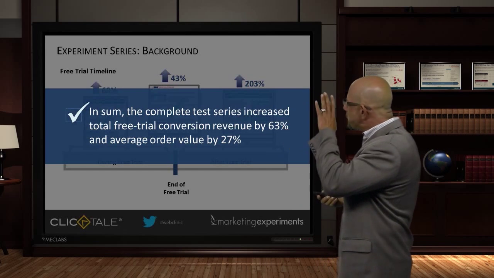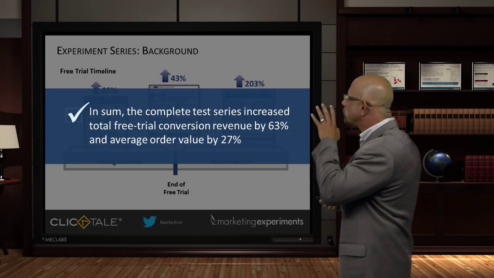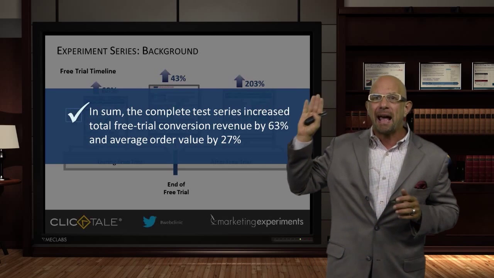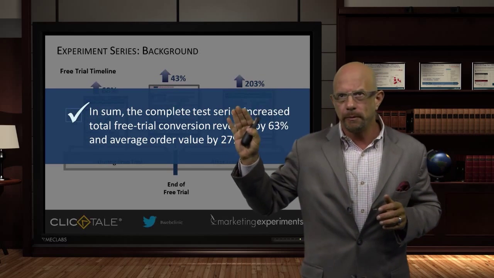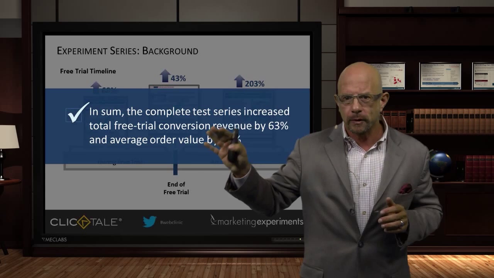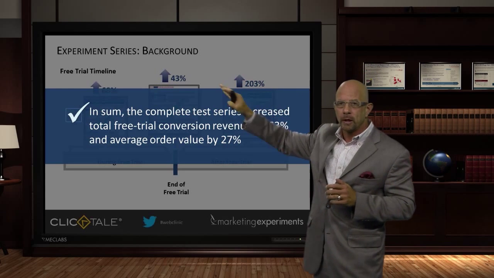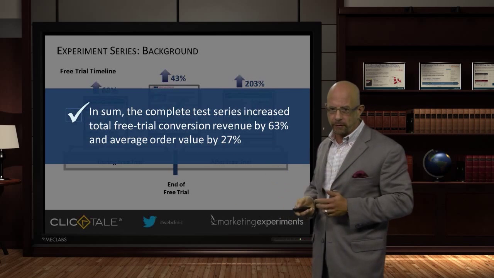In sum, the complete test series increased total free trial conversion revenue. Now, when you're seeing this number, you're looking at the actual revenue increase. We're not talking about the bell curve, but the revenue increase by 63%, and the average order value, just the size of the order, by 27%.